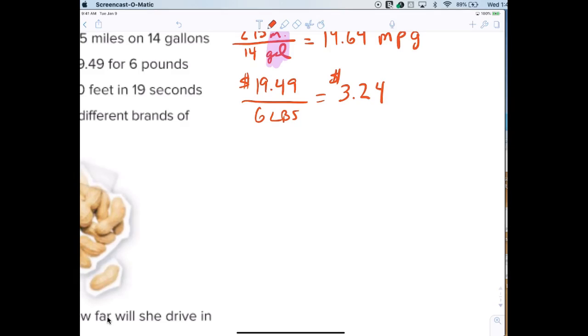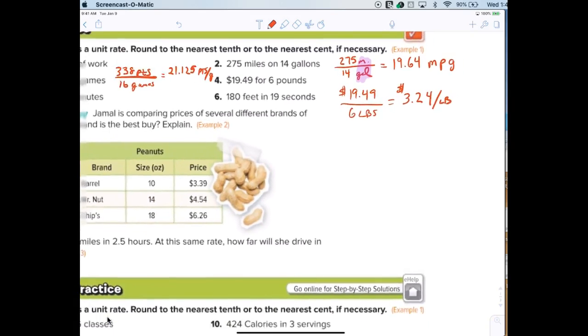So now we're talking about money, right? So we could say about $3.24 per what? Per pound. That is exactly correct. Per pound. I don't think it's that hard. But listen, it's super, super, super important. All right, so Bella, help me out.